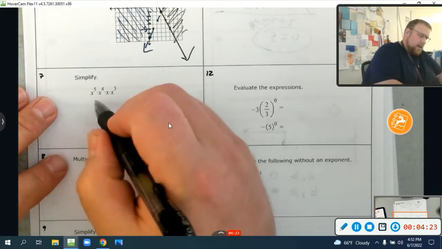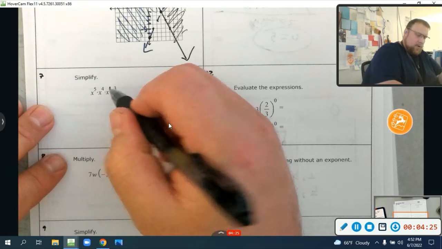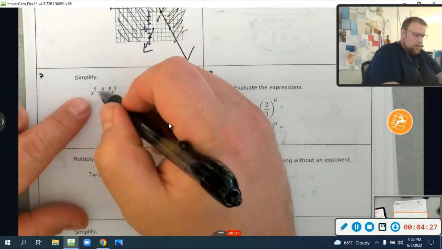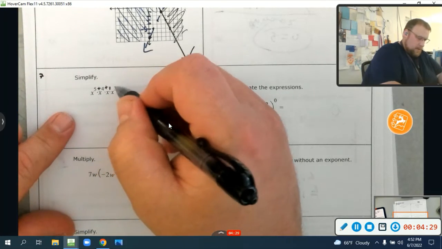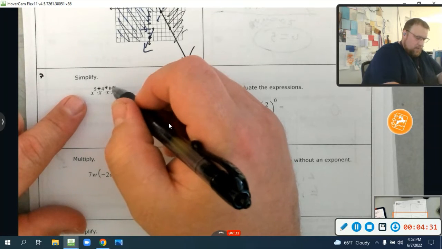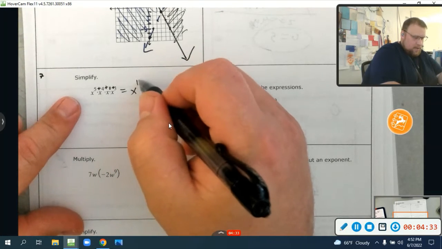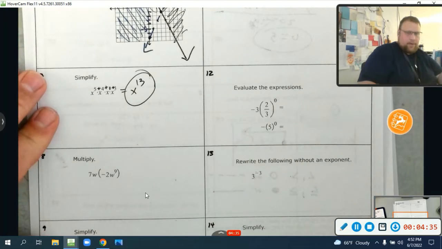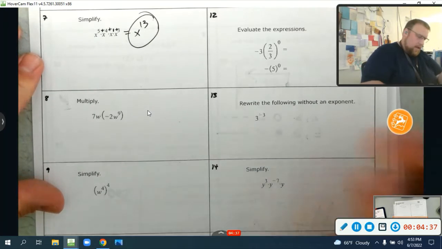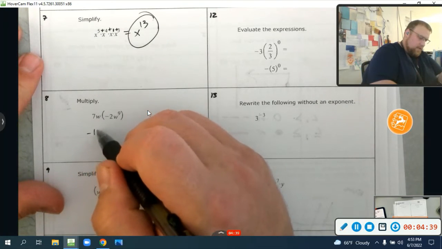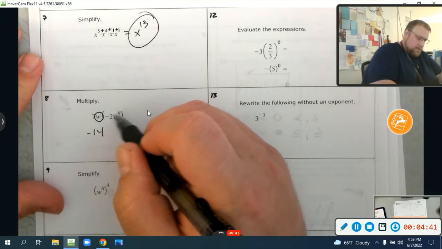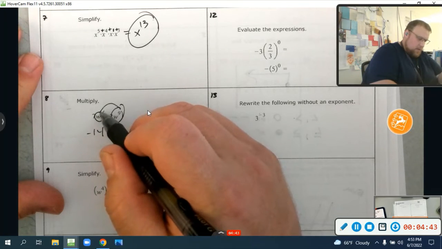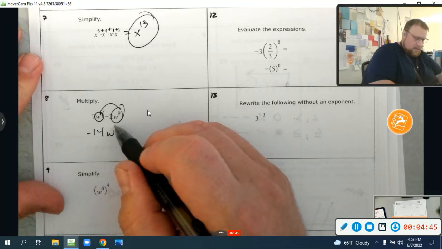Okay, when we multiply them, same base, there's an exponent of 1 right here, even though we don't see it. What do we do? We add the exponents. So 5 plus 4 plus 1 plus 3 equals x to the 13th power. Boom. Down to 8. 7 times -2, -14. W times w to the 9th. Remember, that's to the 1 power. Add them. 1 plus 9 is 10, so w to the 10th.